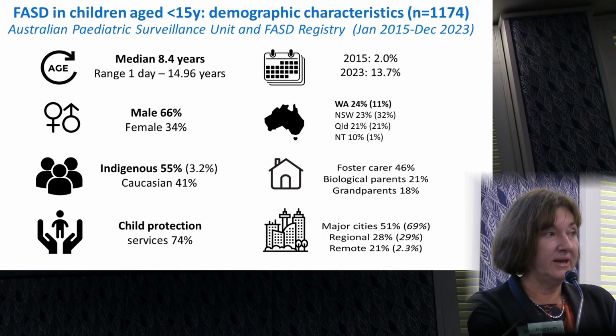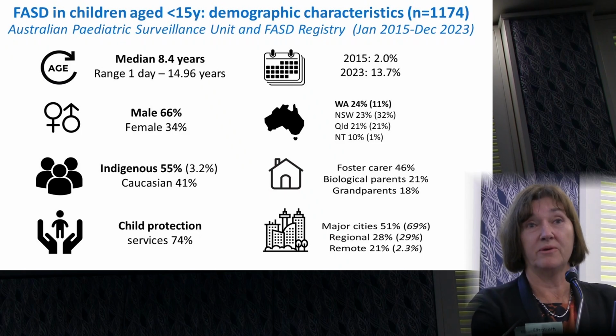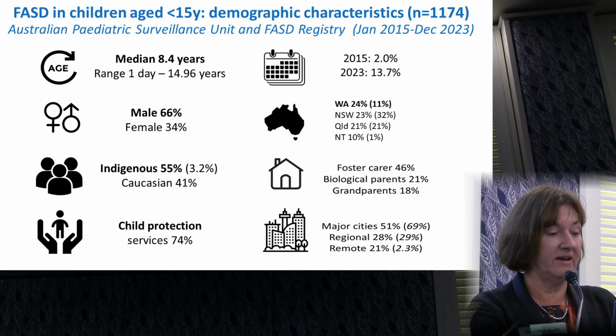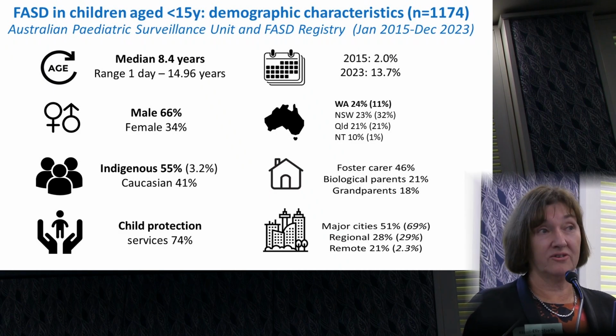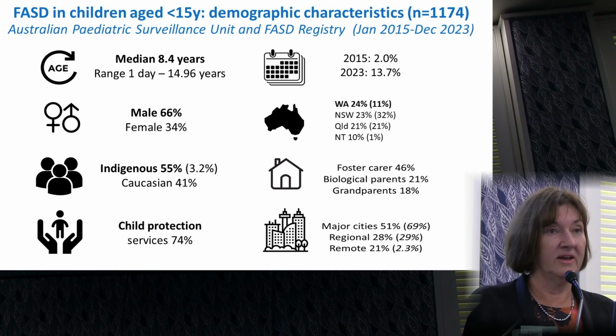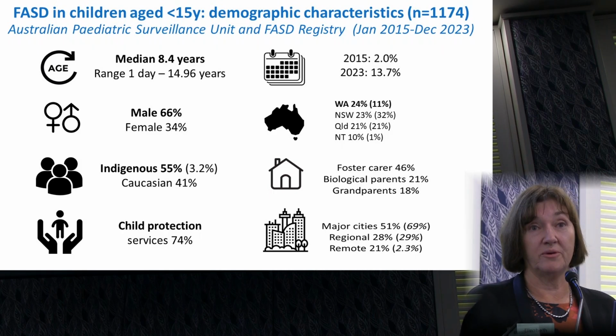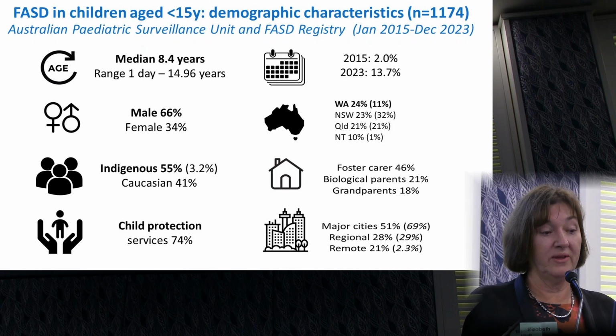There were 1,174 children, median age of 8 when they present to us, so just at that age in primary school where they're starting to have learning and behavioural problems. Slight over-representation of males and a marked over-representation of Indigenous people at 55%. About 75% of these kids have had contact with child protection, so you will see them if you're a child protection worker. You will see them if you're a school teacher.